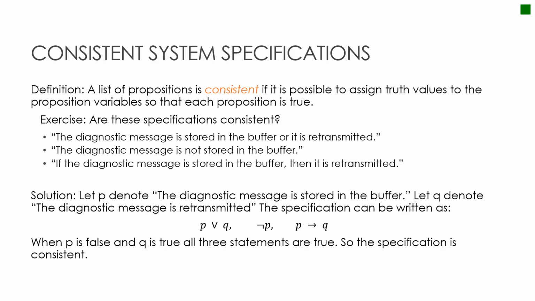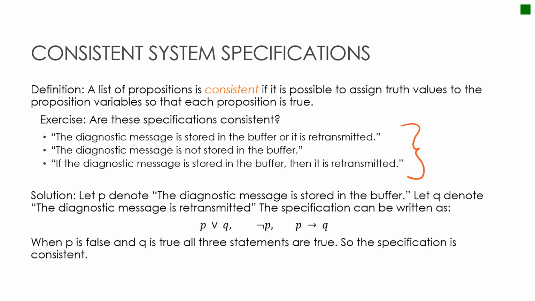Now let's take a look at whether or not a system is consistent. A list of propositions is consistent if it's possible to assign truth values to the proposition variables so that each proposition is true. Essentially I want all of these to be true, and I need to be able to assign truth values to my P and Q in order for all of these statements to be true.